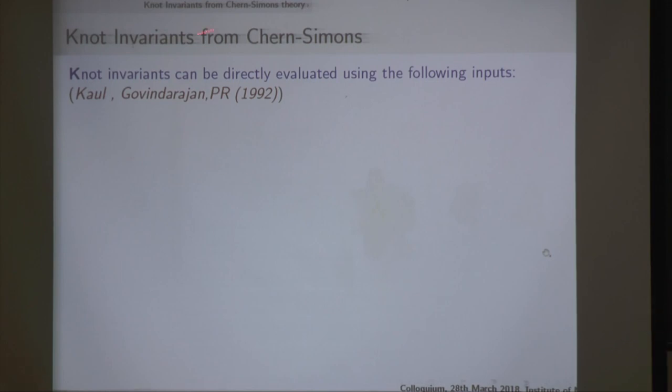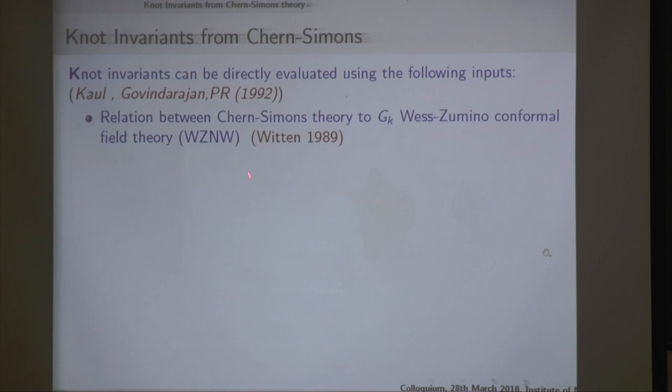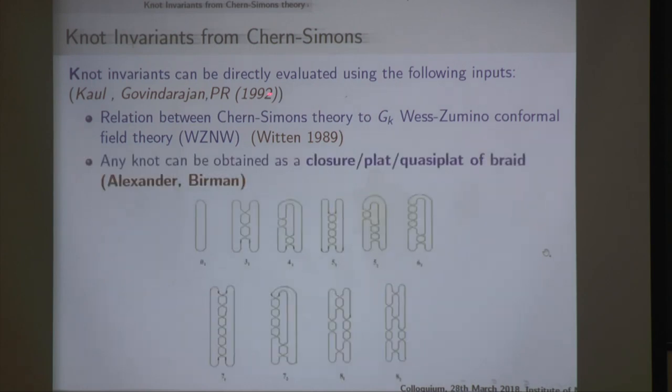Okay, so as I said, since 1992, I've been in this for maybe two to three decades now. An essential tool is to connect Chern-Simons theory on a three-dimensional ball with a boundary, which you take to be an S2 boundary, where you will have a conformal field theory. This is one kind of ingredient.